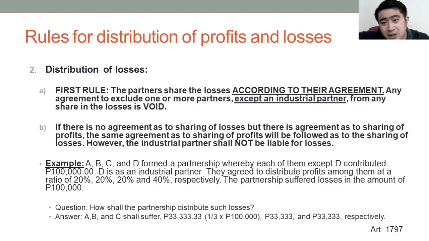Magugulo ba ang computation, class? Mahirap ba yung computation nun? The answer is no. Hindi naman mahirap yung computation nun. Tatanggalin mo lang yung ratio ng industrial partner. All right?